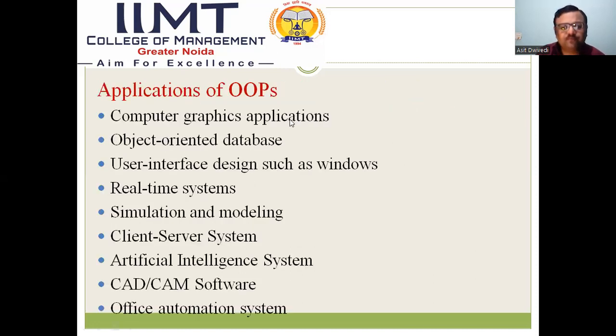Applications of OOPs: computer graphics applications, object-oriented database, user interface design such as Windows, real-time systems, simulation and modeling, client-server system, artificial intelligence system, CAD, CAM software, office automation system. These are the areas where OOP can be used.